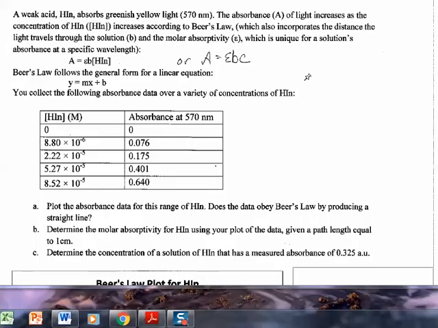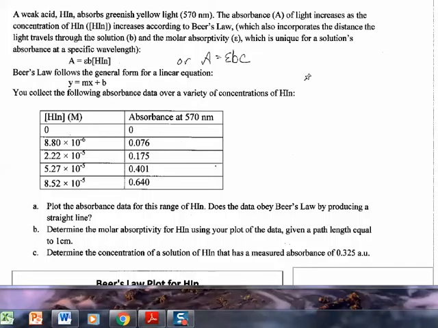Hello. In this problem, we're looking at a graphing problem that involves spectroscopy. Let's first look at the question. A weak acid called HIn, for an indicator, absorbs greenish-yellowish light at 570 nanometers.